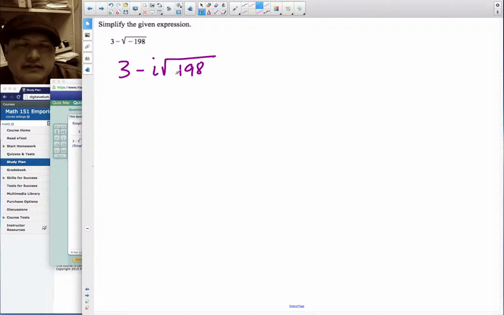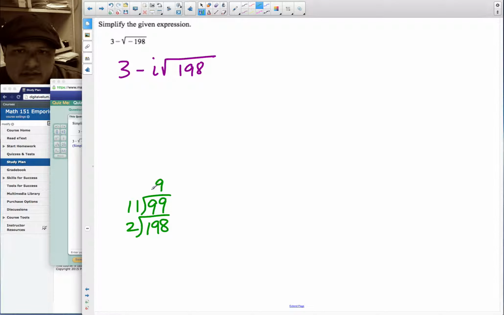Well, we use the method we had before. We have to prime factorize it. I'm going to do it this way instead of the tree. So we know it's even, so 2 goes into it, and this is going to become 99. 99 is divisible by, well, 9 for sure. We'll say 11. 11 is a prime. So 11 times 9, and then 9 is 3 times 3. So what we have here is that 198 equals 3 times 3 times 2 times 11.